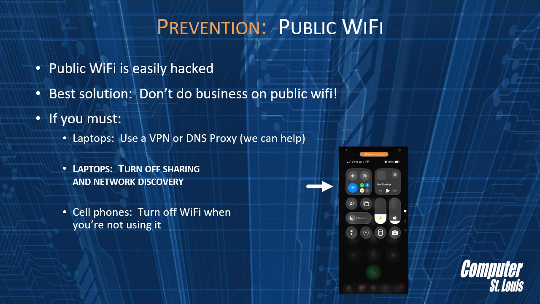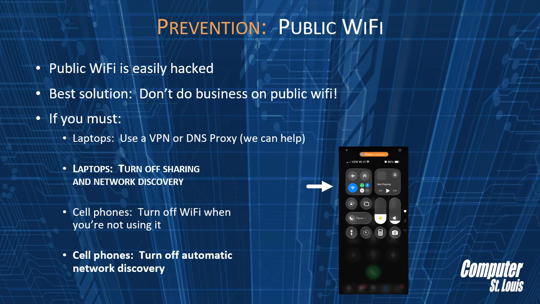Using a cell phone, we recommend turning off Wi-Fi when you're not using it. You swipe down on an iPhone and press that little blue button there. I gotta admit, I don't do this. I use Wi-Fi in my car. CarPlay works off of Wi-Fi, so this is less practical advice, but if you're really security conscious, this can't hurt.